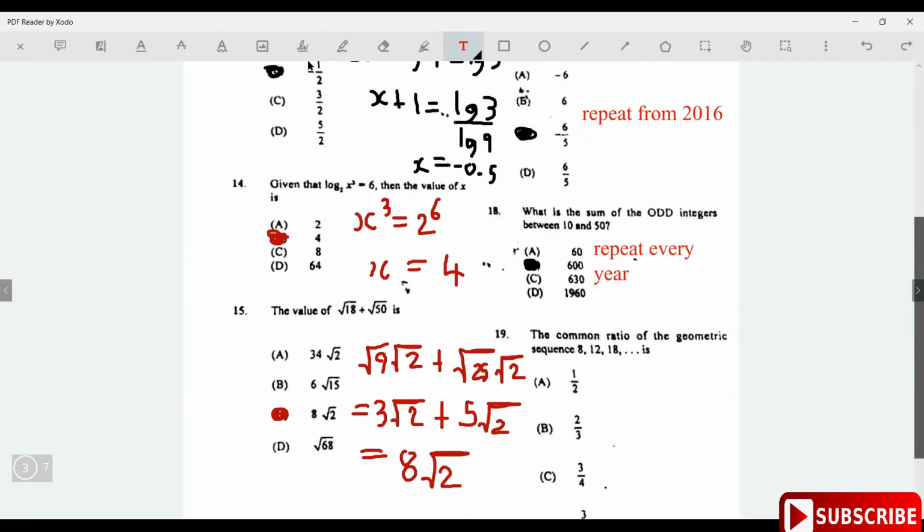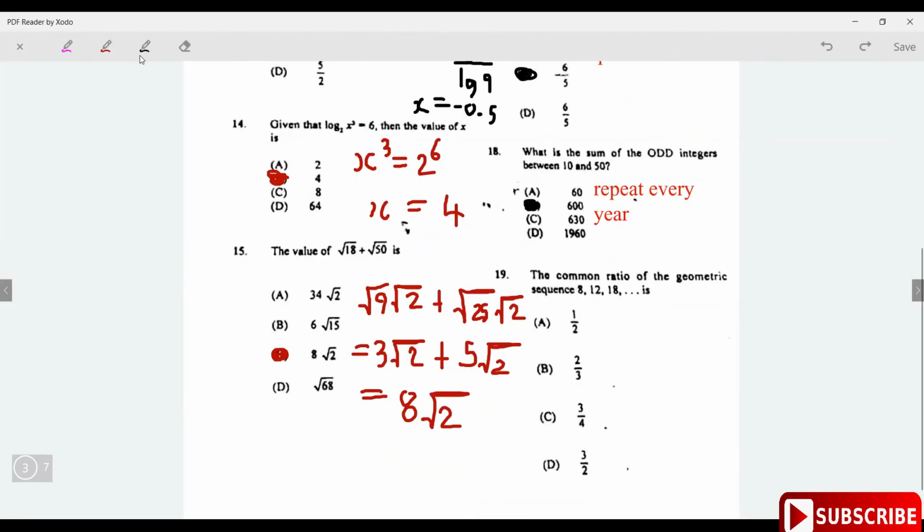All right, what is the common ratio? The common ratio is the second term divided by the first term. So it's 12 over 8, and 12 over 8 is 3 over 2. Option D.